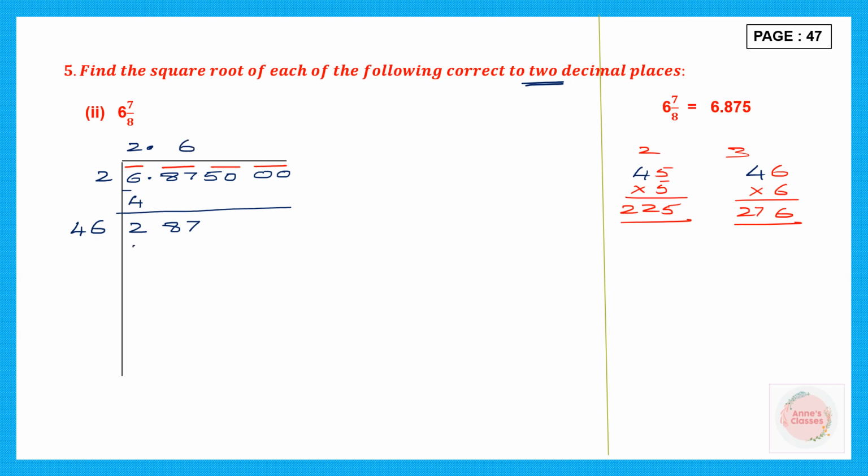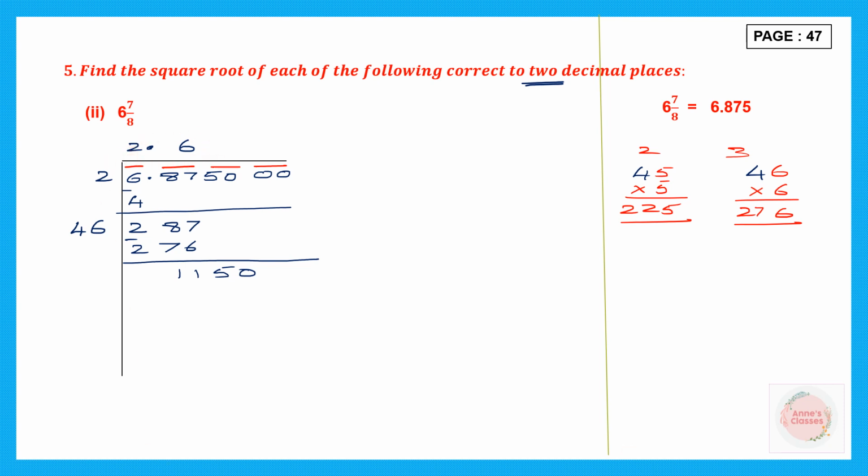46 into 6 is 276. Minus. 7 minus 6 is 1. 8 minus 7 is 1. Now bring down the next pair, that is 50. 1150. Next step is doubling 2.6.